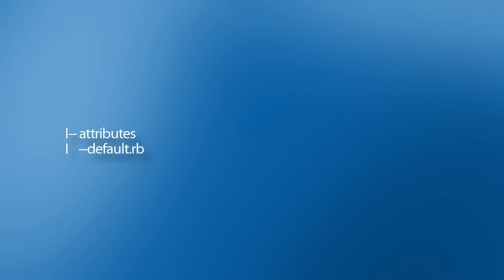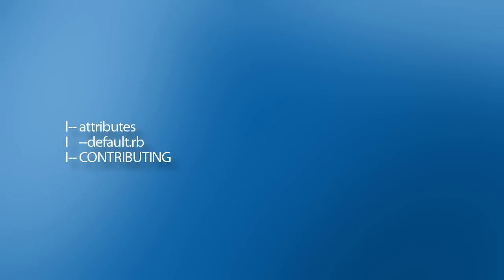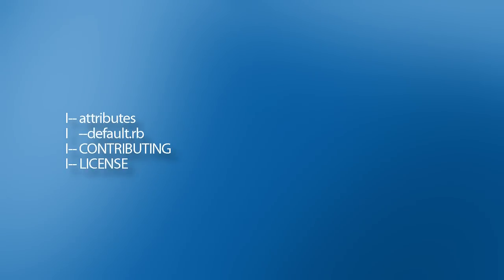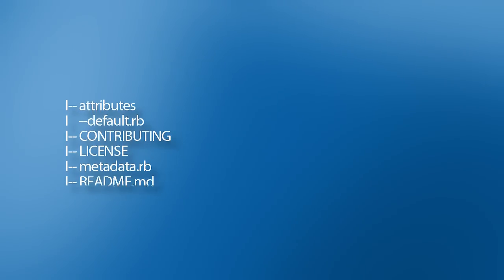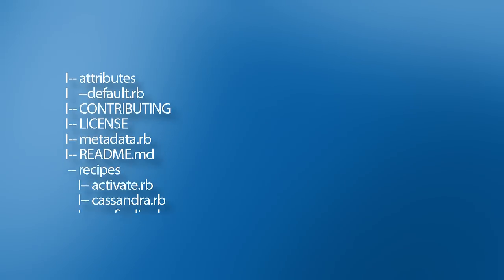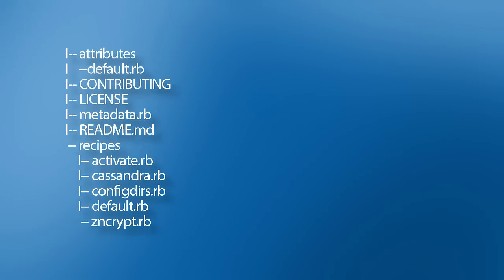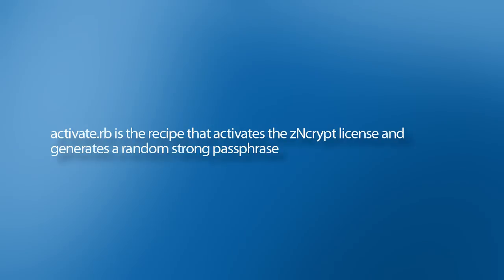Attributes and default.rb define the default location for the storage directories. Contributing contains information on how to contribute to this open source project. License contains licensing information, and metadata.rb is a Ruby file with metadata about this cookbook. README file is self-explanatory, and next are the recipes in this cookbook, all coded in Ruby.